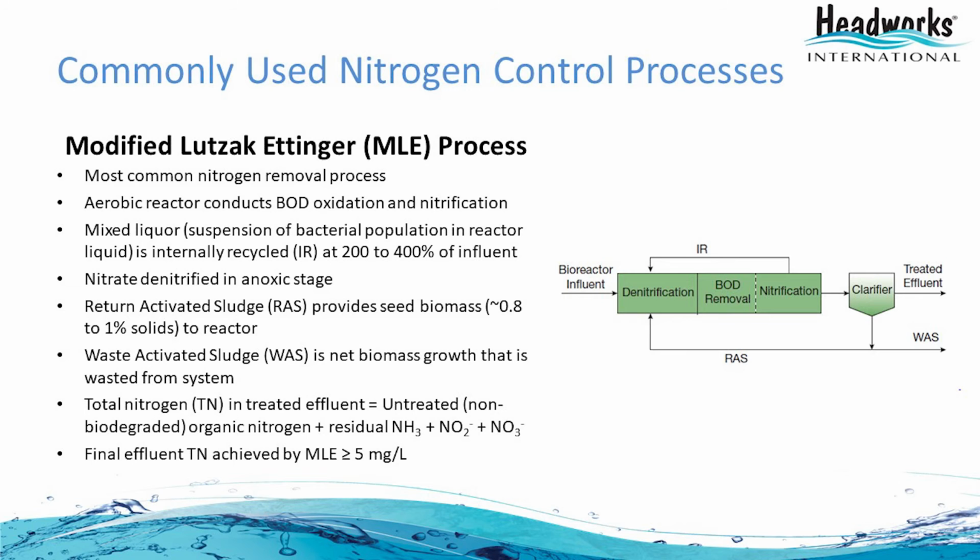Then the ammonia is oxidized to nitrate. And as you can see, this nitrate is returned here to the denitrification, or also called pre-anoxic reactor, where denitrification is done. Typically, you can achieve about 4 to 5 milligrams per liter of total nitrogen by this kind of process, which is also called the modified Ludzack-Ettinger or MLE process.